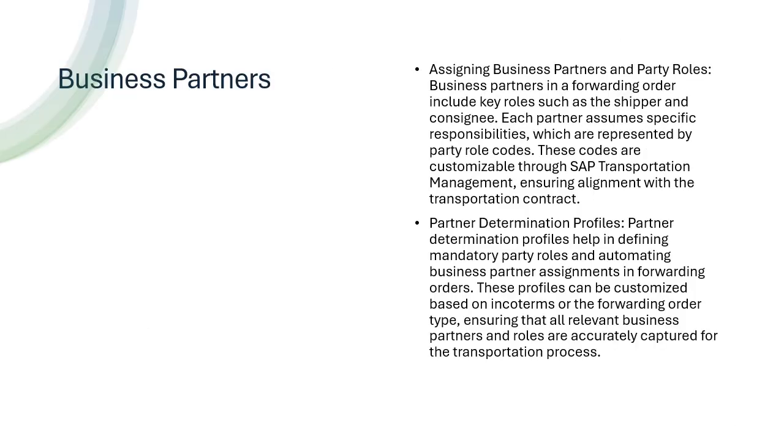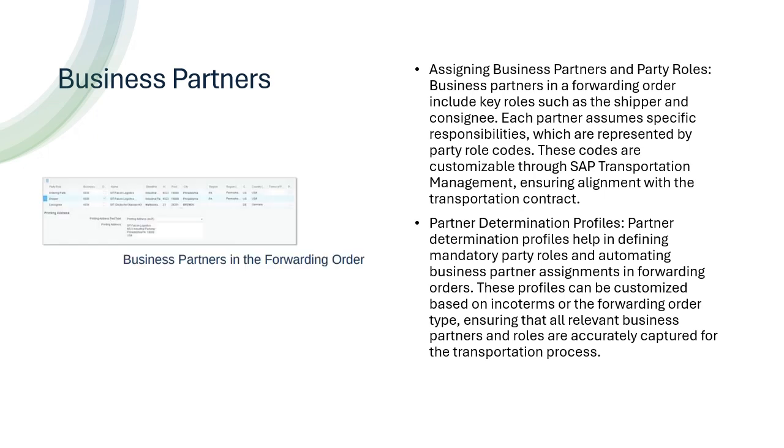So next is the business partner. So these are an important part in forwarding orders in SAP TM, which include shippers, consignees, and logistical service providers, which are actually involved in the transportation process. So each business partner is assigned a specific role, and SAP TM allows for an easy integration of these roles into the forwarding orders. And properly defining business partners ensures smooth communication and execution of transportation activities.